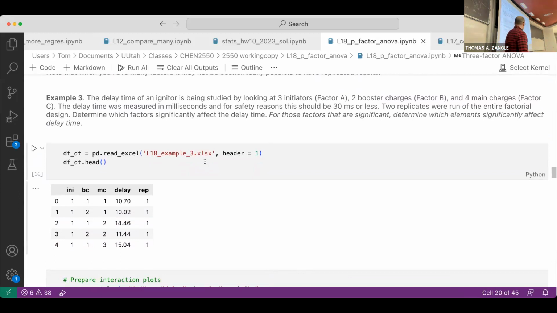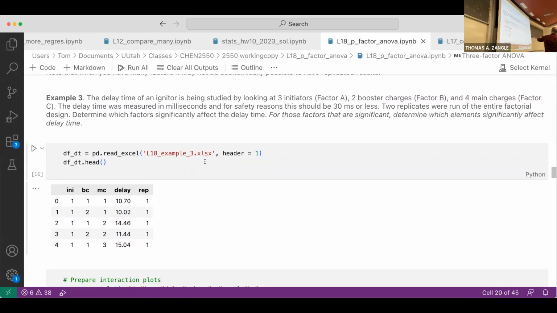So the third example is going to be, so we have delay time of igniter. We're looking at 3 different types of initiators, 2 different types of booster charges, and 4 different types of main charges. Delay time is measured in milliseconds. We want it to be 30 milliseconds or less. 2 replicates are run of the entire factorial design.